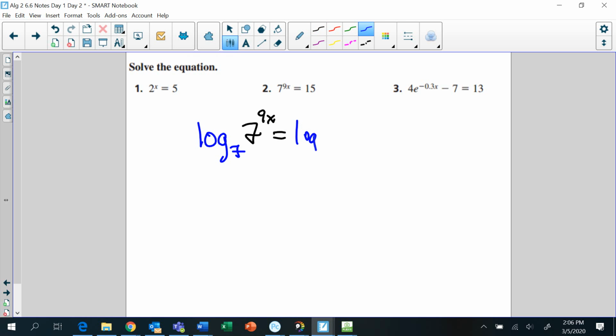Log base 7 of 15. Yes, the one that has log base 7 of 7 to the 9x in it. Now those cancel out. I get 9x equals log base 7 of 15. Divide by 9. I need to divide by 9 now.